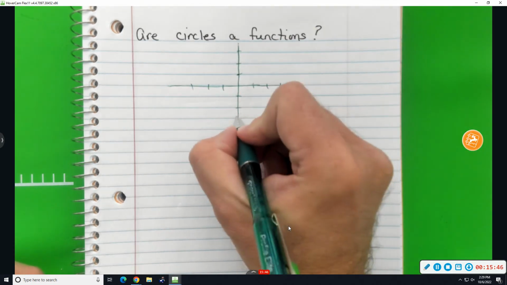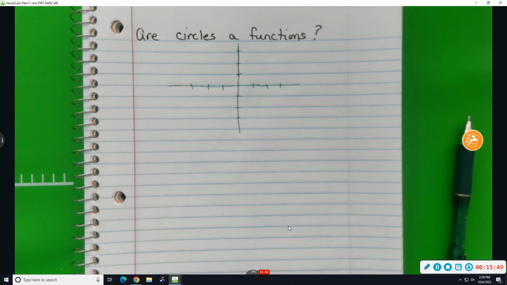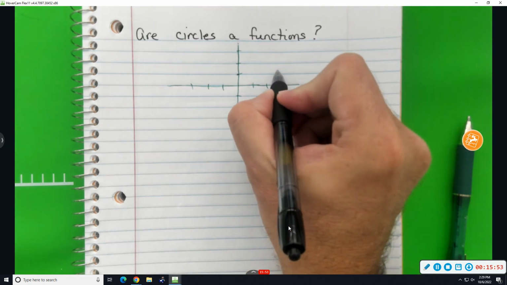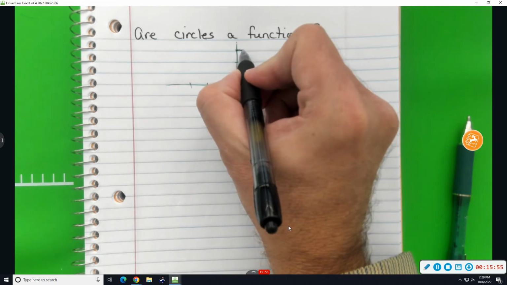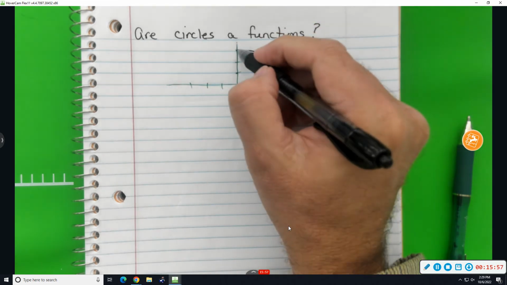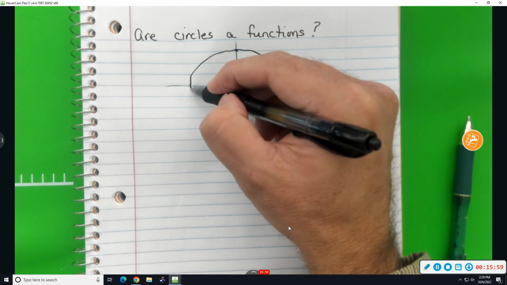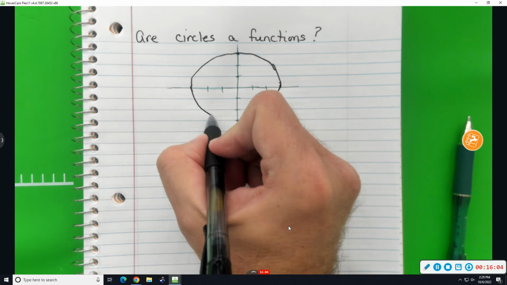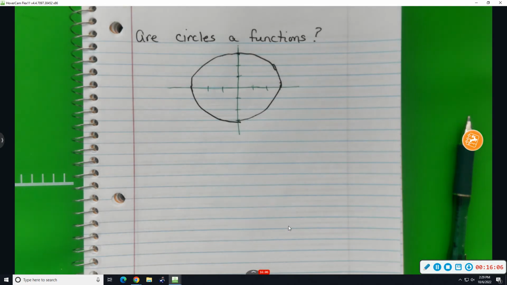I'm going to draw a circle centered at 0, 0 with a radius of 3. It's not a good circle. I don't have a compass up here. But pretend this is a circle. It looks horrible. It looks like an oval. Yeah. There. Pretend it's a circle.